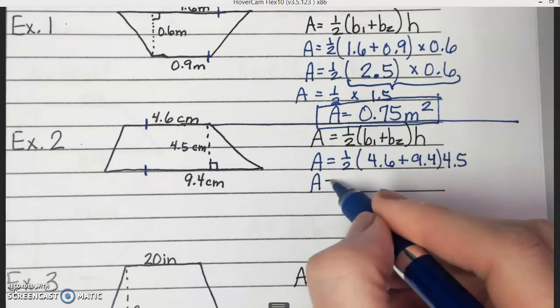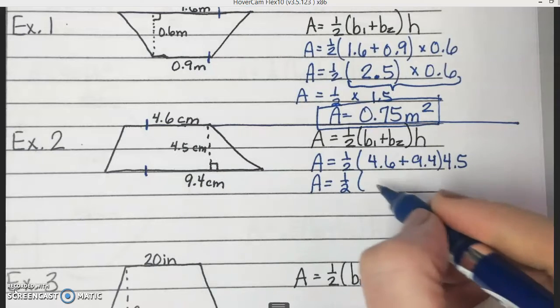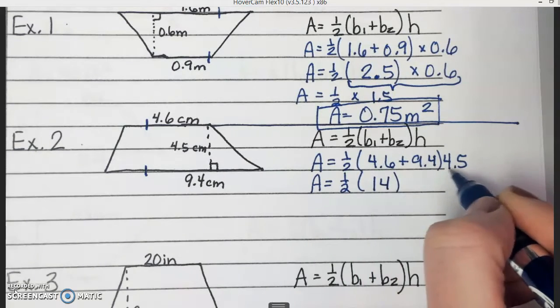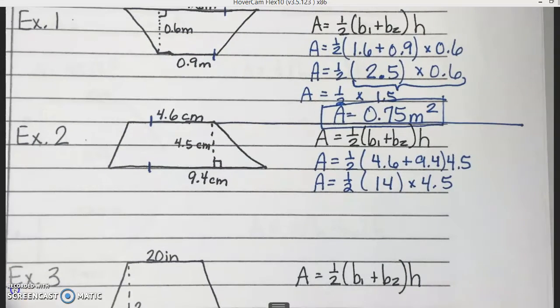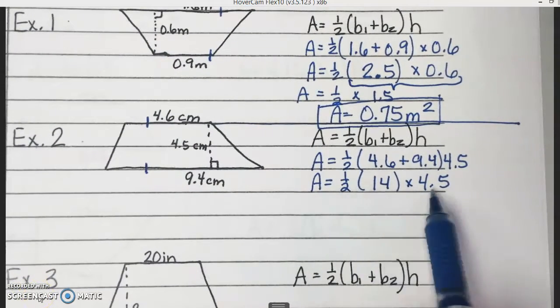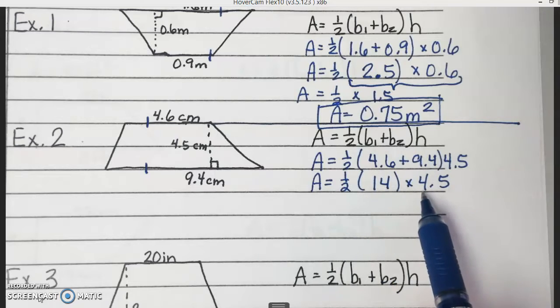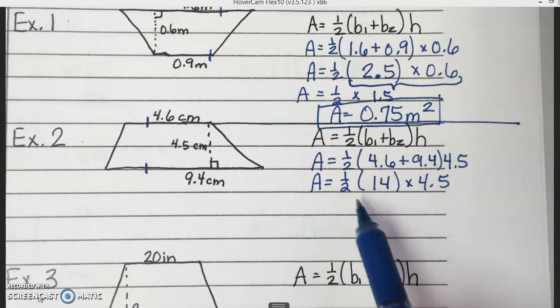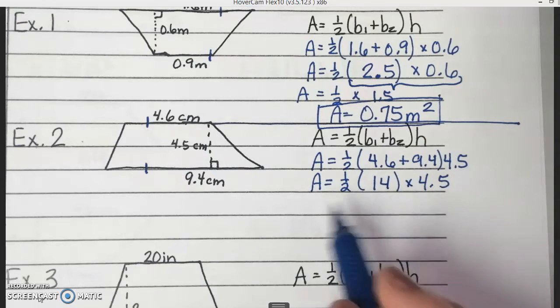Alright, so then I'm going to say half of, I'm going to do the parentheses first. So 4.6 plus 9.4 gives me 14. And this means times 4.5. Okay, so your next step, you could do this in any way you wanted because we're going straight across with multiplication. So you could say 14 times 4.5 and then divide by 2, or you could say half of 14 and then multiply times 4.5.